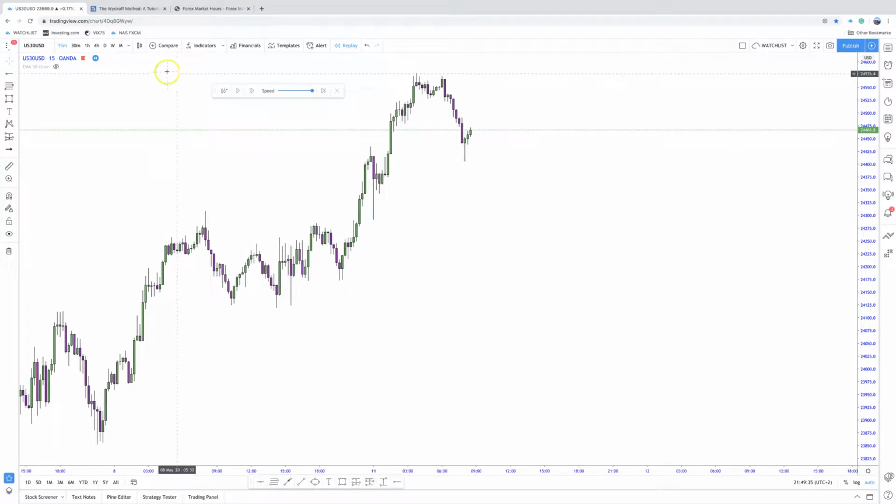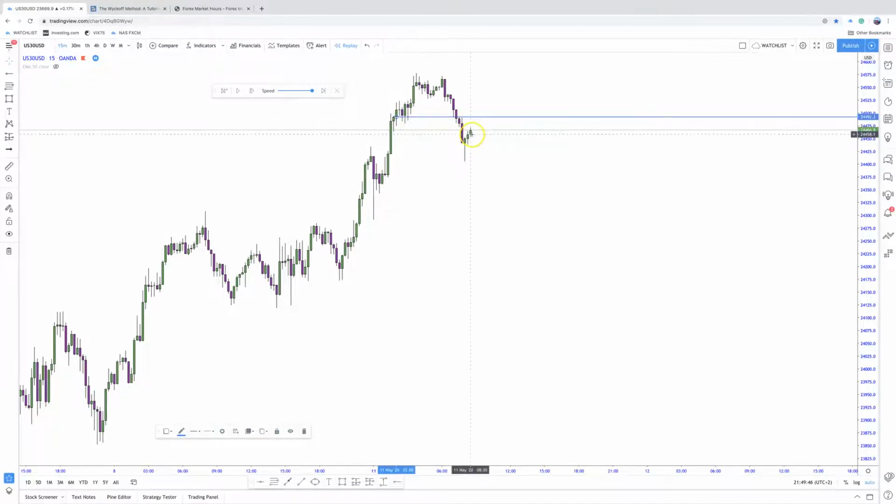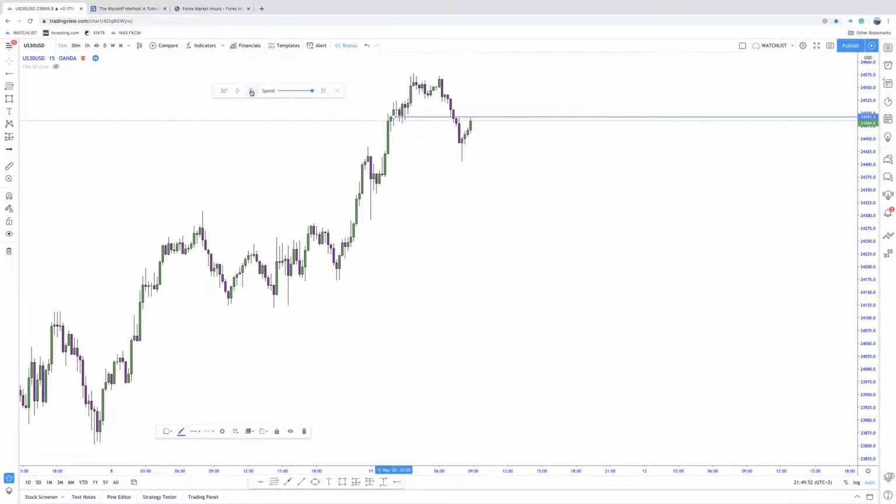What we want to recognize here is that this level from 2 o'clock in the morning, when the market opened up, was a level of support. As we approach London, let's see what happens when price comes up to that level. It's that level, smack bang. Market's opening bell is 9 o'clock, so watch this.